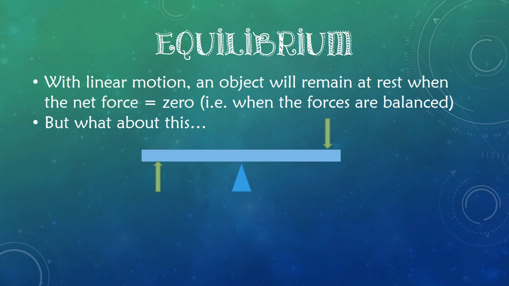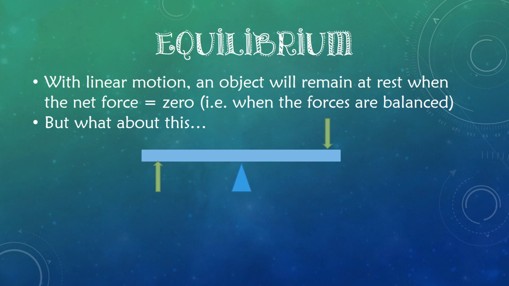I have here something of a seesaw with two forces acting on it. One force is acting upward, one force is acting downward. Let's say that the total force or the net force acting on our object, which would include these two forces indicated with green arrows, as well as the force from the fulcrum, that's that triangle in the center, and the gravitational force. Let's say they all added up to equal zero. Would this object move at all?